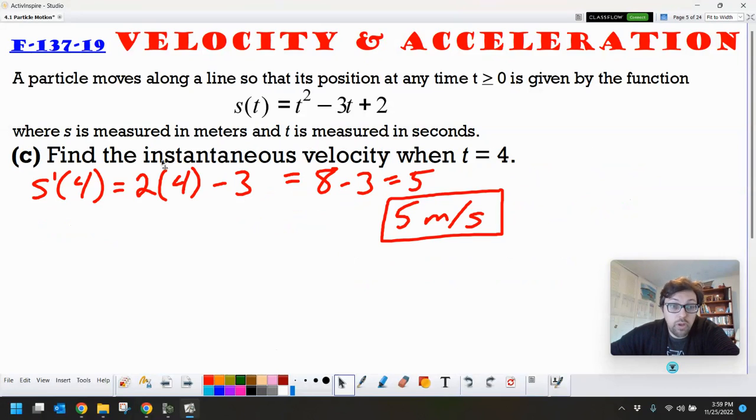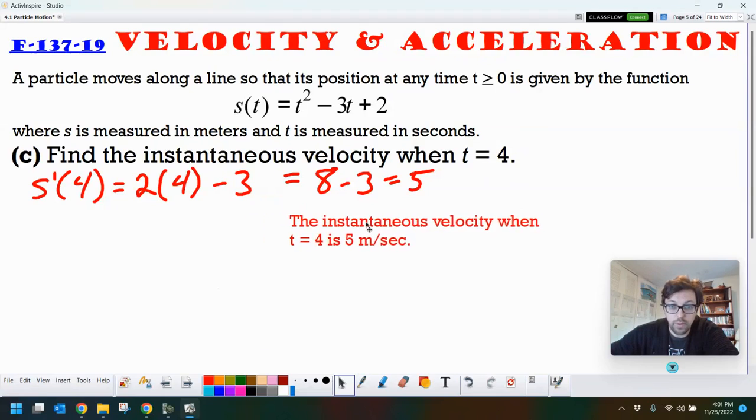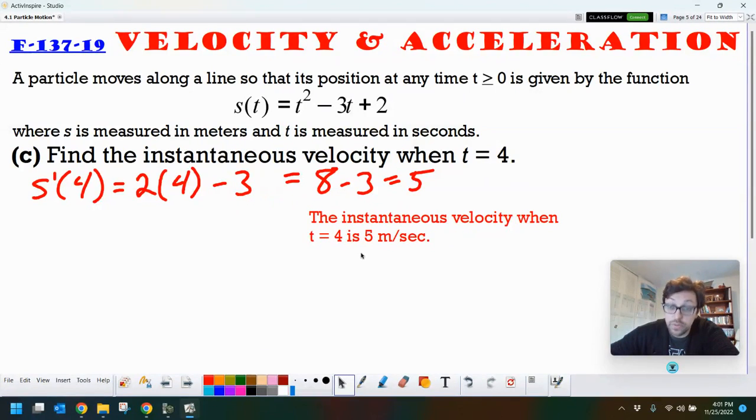In this example, we're looking for the instantaneous velocity when t equals 4. So that is now talking about the derivative. It's not the average, it's the instantaneous. To find velocity off of a position, we need to find its derivative. So here I found the derivative of s and just plugged in 4. So the instantaneous velocity when t equals 4 is 5. Let me clean that up. There we go. The instantaneous velocity when t equals 4 is 5 meters per second.